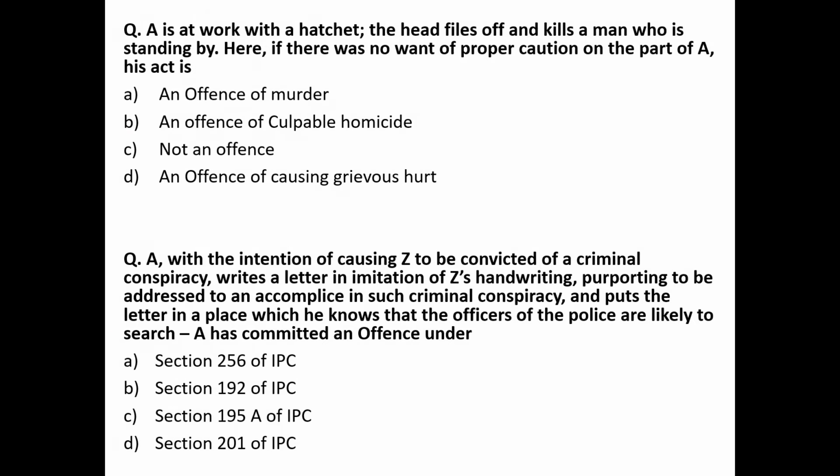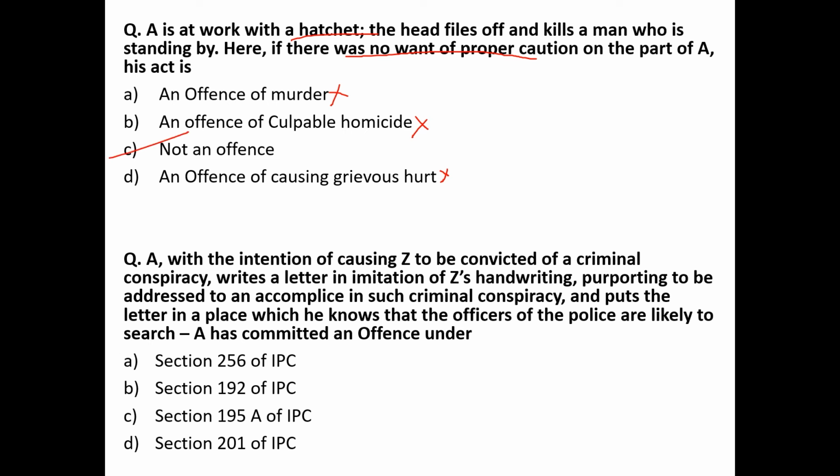Next question, A is at work with a hatchet. The head flies off and kills a man who is standing by. Here, if there was no want of proper caution on the part of A, his act is an offence of murder, no. An offence of culpable homicide, no. An offence of causing grievous hurt, no. So, answer will be option C, not an offence.